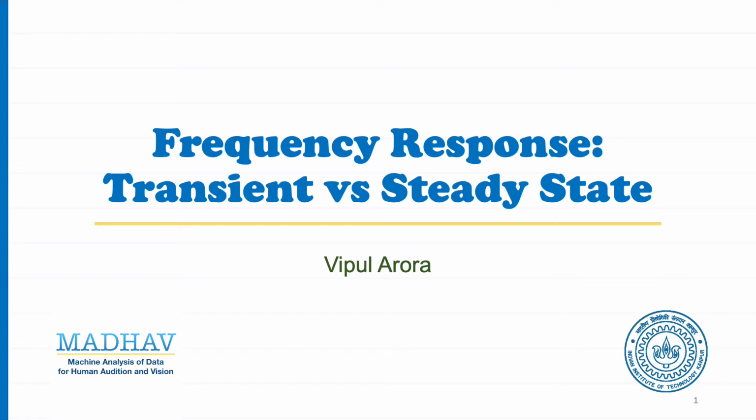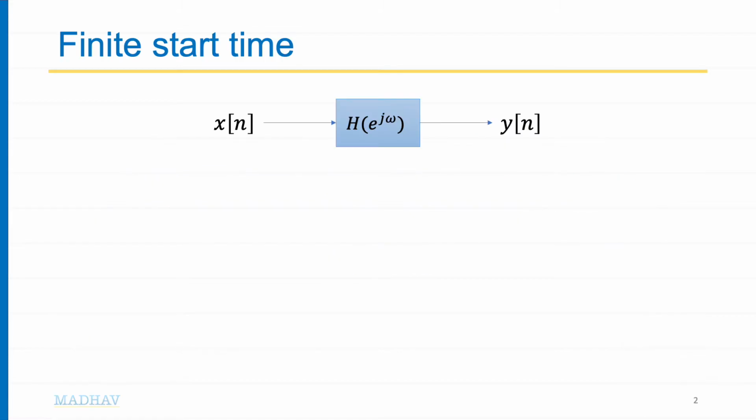Hi, in this video we are going to discuss the frequency response of an LTI system, and we'll be seeing the transient response and the steady state response. So what is an LTI system? It can be characterized with H(e^{jω}), which is the DTFT of h[n], my impulse response.